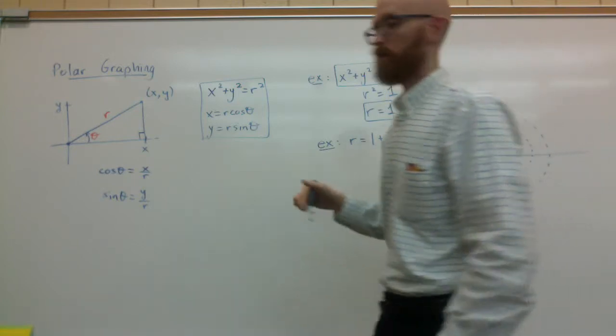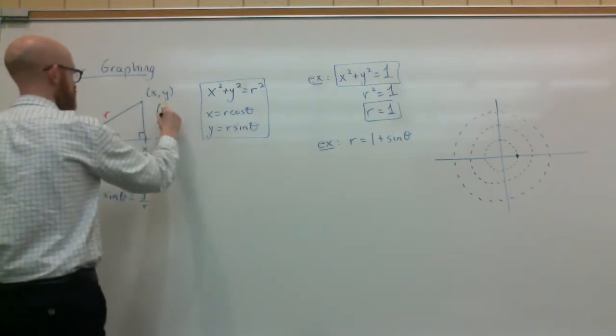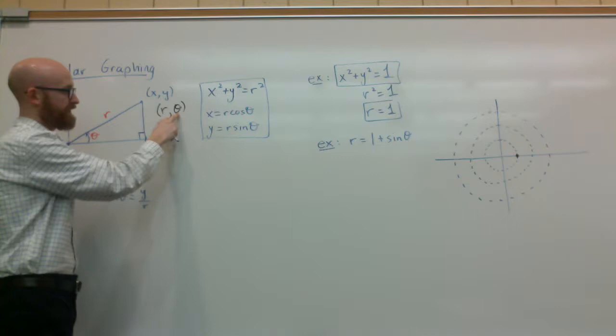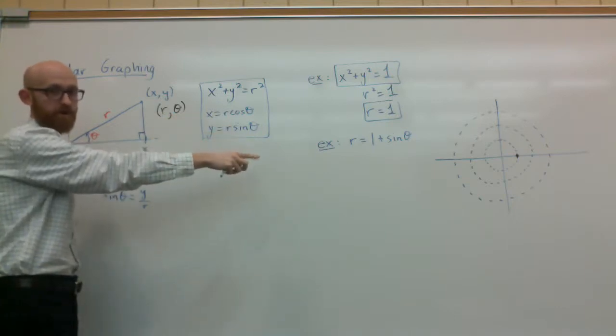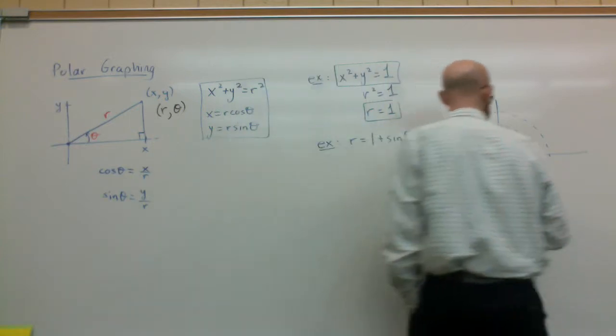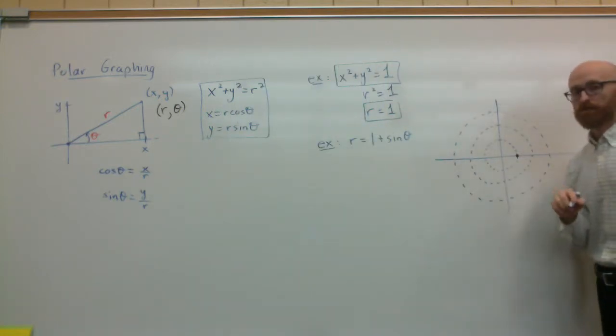By the way, the ordered pairs are listed sort of a bit oddly in r comma theta form. So we kind of treat this as the input for our equation, but the r comes first by convention. So this is the point (1, 0).